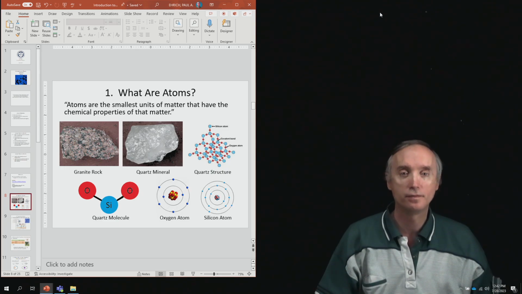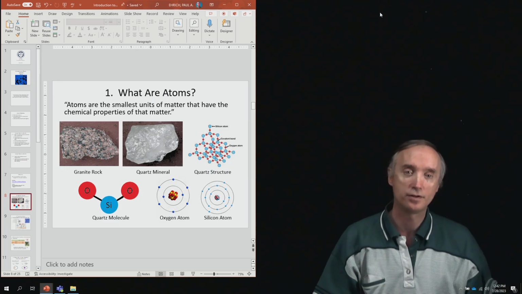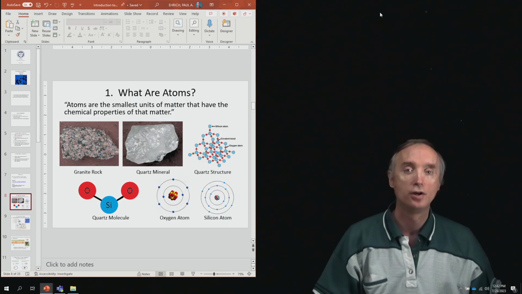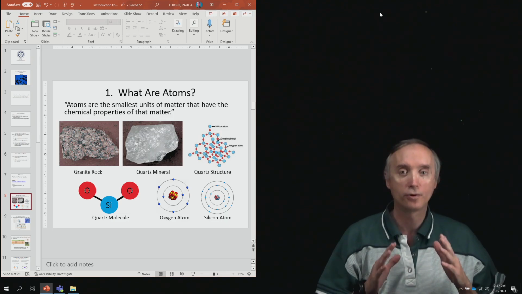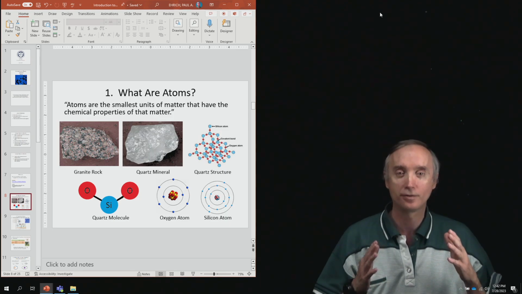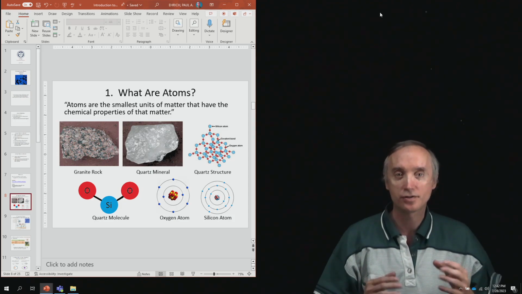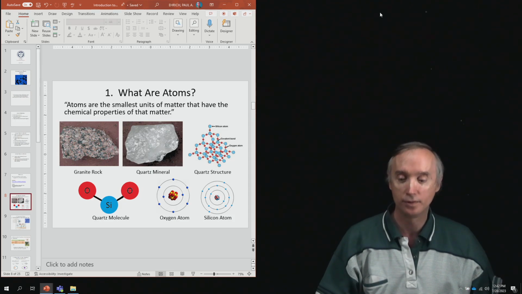So for purposes of the exam, know the definition of an atom, okay? Don't worry about granite, don't worry about quartz, don't worry about quartz molecules. Just know the definition of what an atom is.